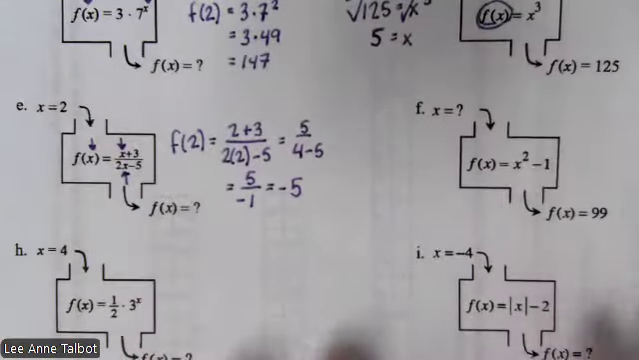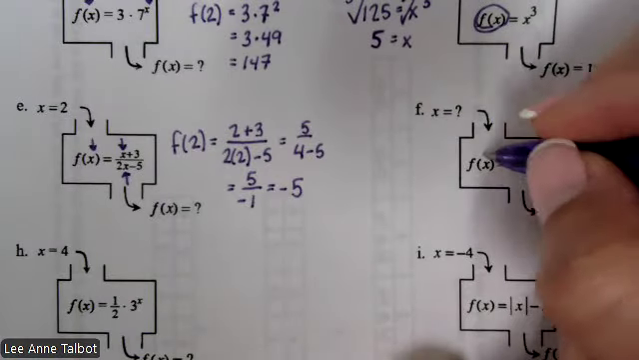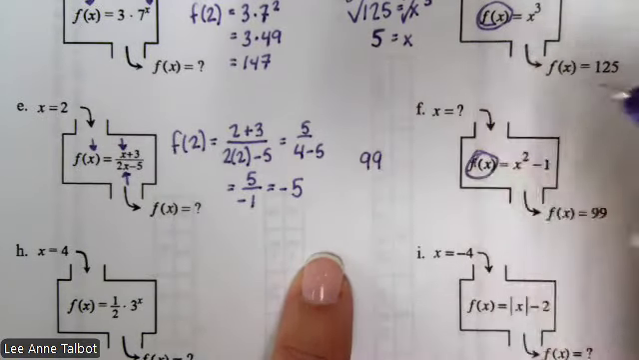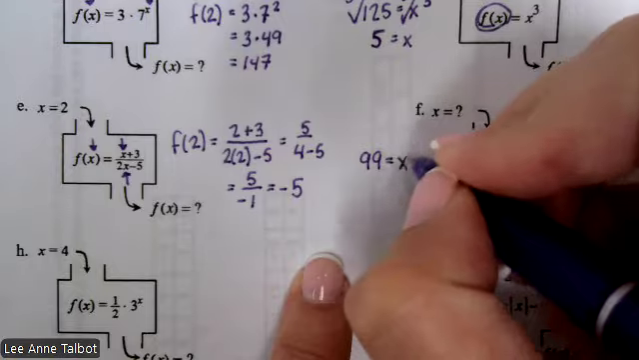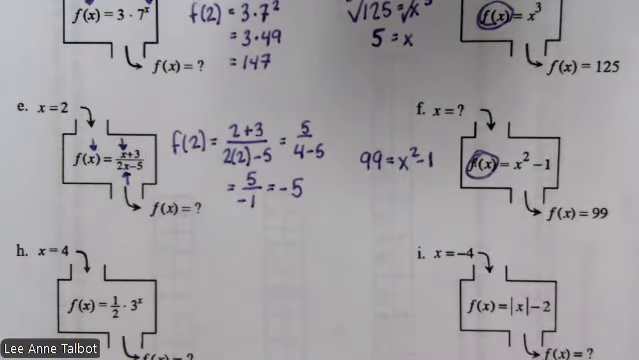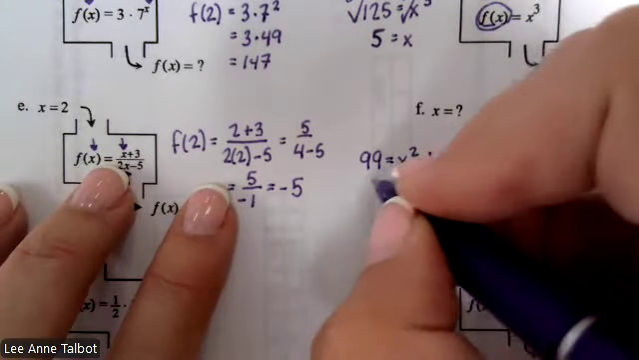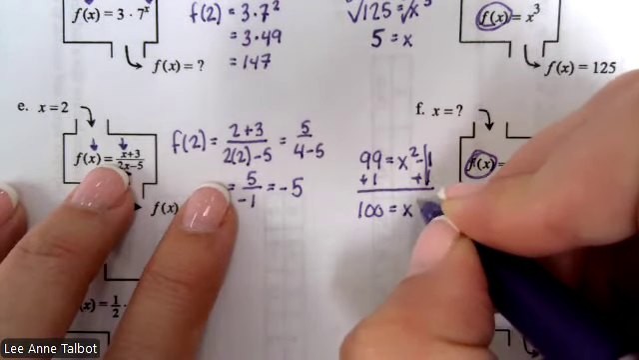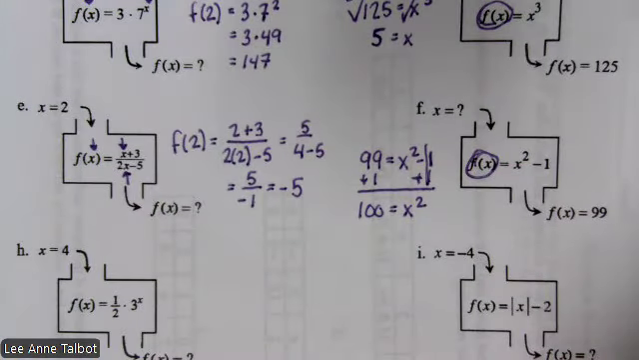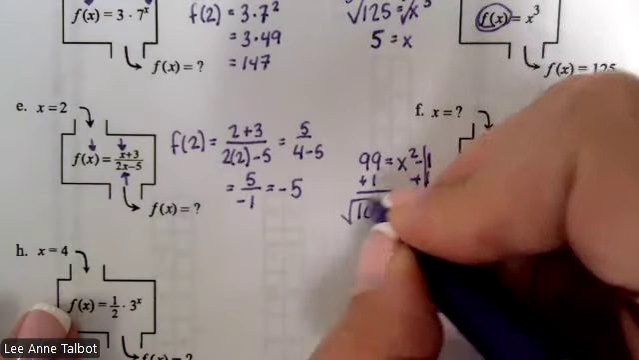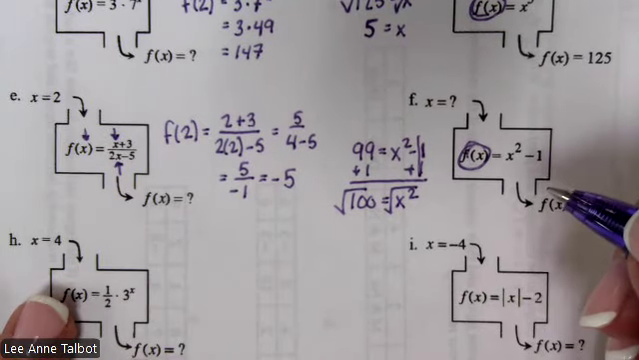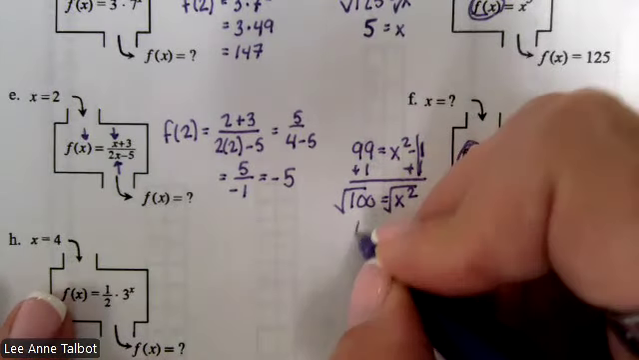Okay, so this one's a little spicy. It's a backwards one. I'm going to take the 99 and plug it in right here for f of x. 99 equals x squared minus 1. Okay, add 1 to both sides. Then it'll make more sense. Nice. Good job. So to undo a squared, you square root both sides. And you might know this one in your head. Square root of 100 is 10.